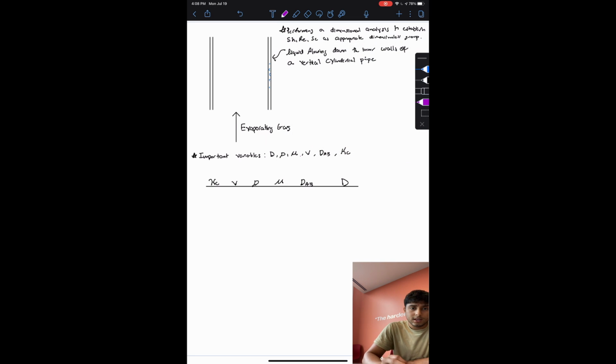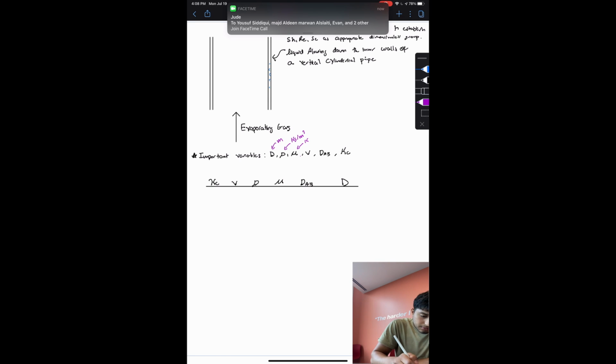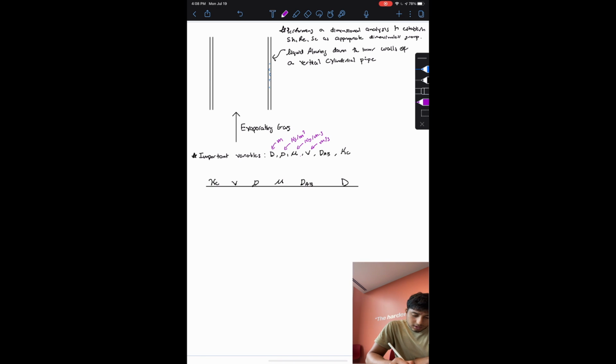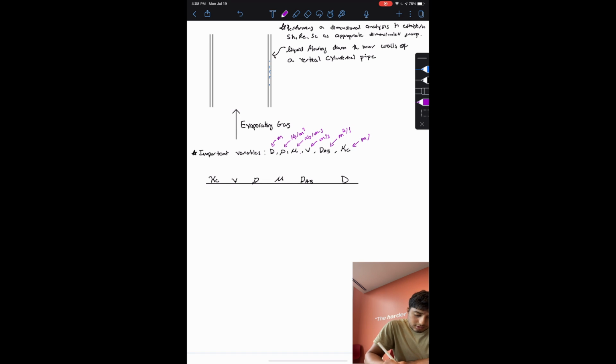So the important units that we need to know in order to solve for these dimensional groups are as follows: the diameter in meters, the density in kilogram per meter cubed, the viscosity in kilogram per meter per second. We have the velocity in meters per second, and we also have the mass diffusivity coefficient, which is meters squared per second, and we have the mass transfer coefficient, which is in meters per second.